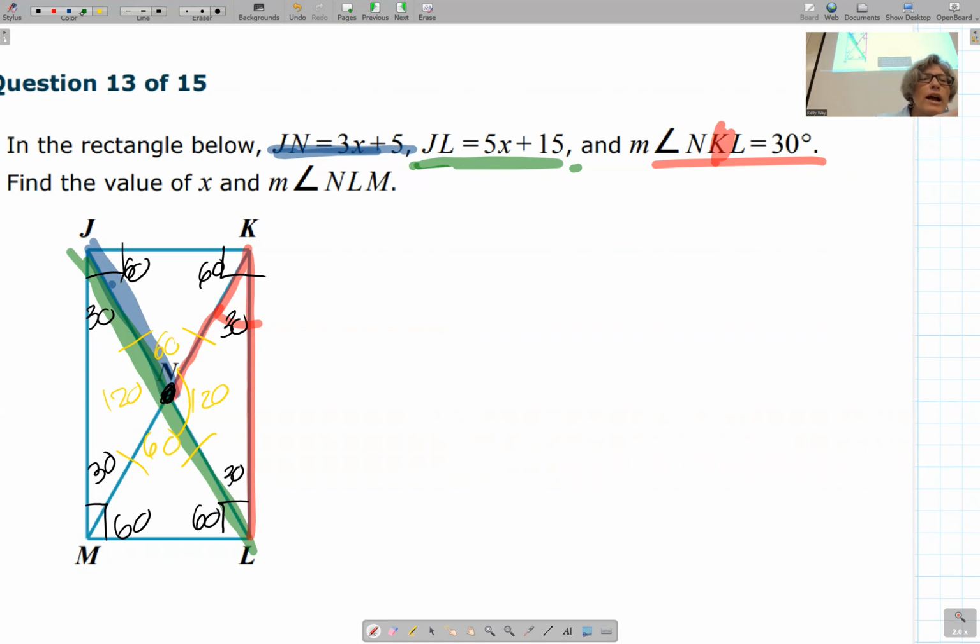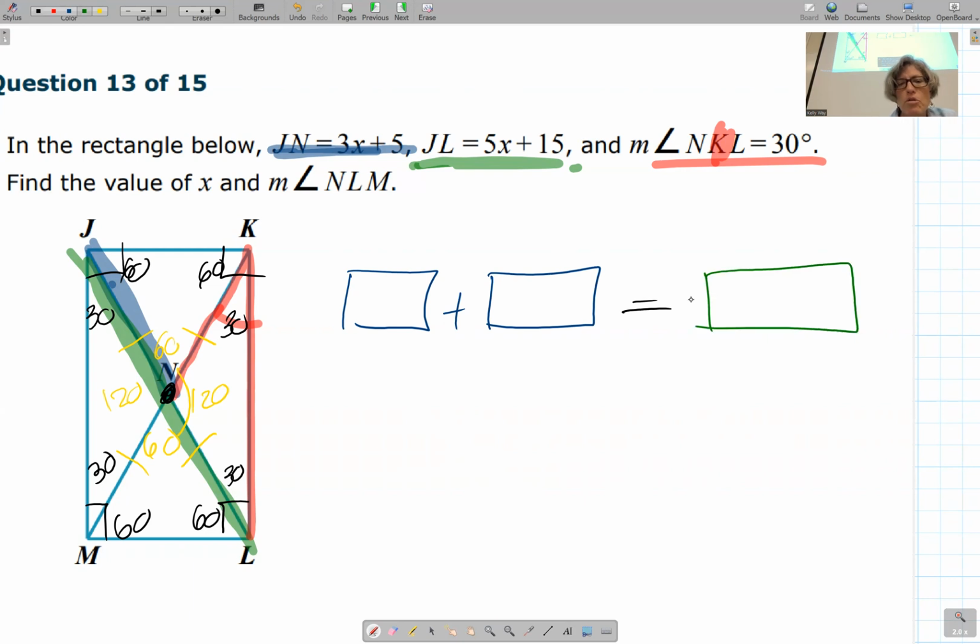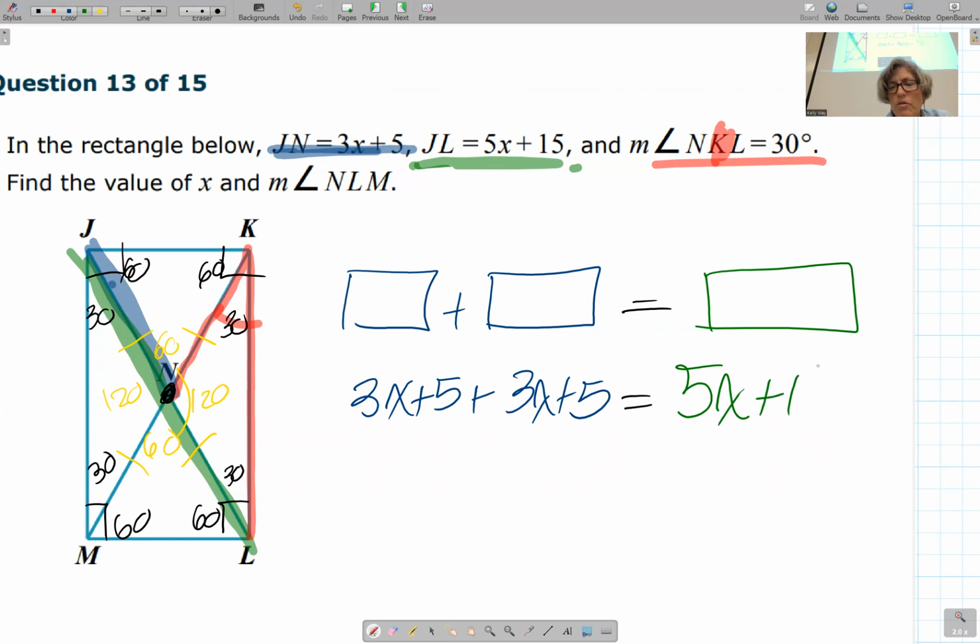Side lengths here, ask yourself what's true about the blue and the green. We know it takes 2 blues to make 1 green. So 3x plus 5 plus 3x plus 5 equals the 1 green, 5x plus 15. Like terms.